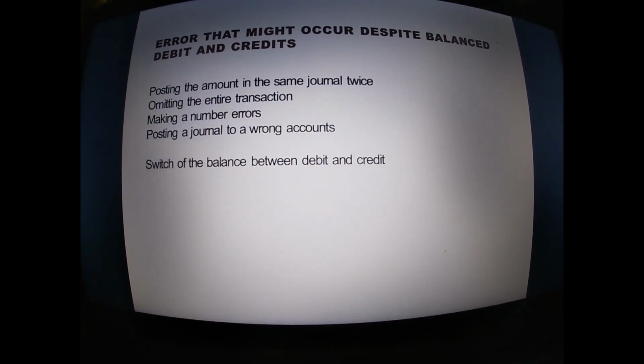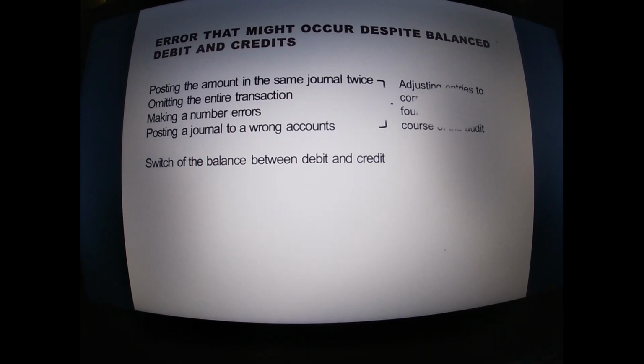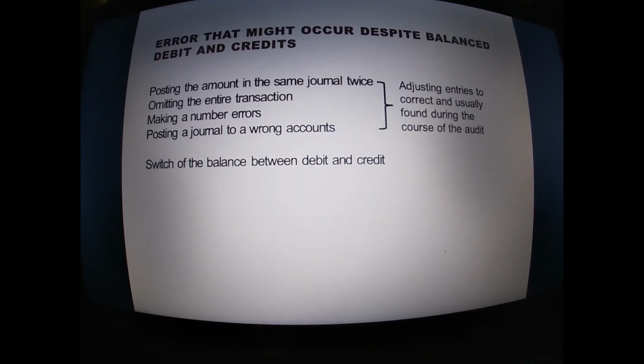So what are the errors? It could be posting the amount in the same journal twice. Or omitting the entire transaction. Making number errors. Posting a journal to a wrong account. But these four, and lastly, is to switch the balance between credit and debit. We will discuss the switch later. But the first four are usually not determined and corrected in the adjusting entry. And usually this one arises and can be seen during the course of an audit.